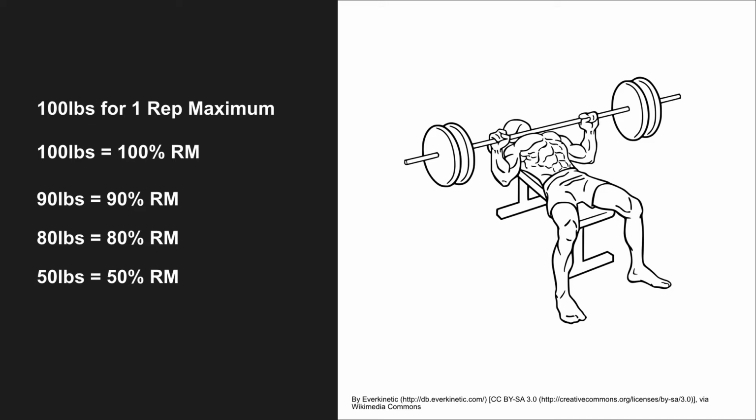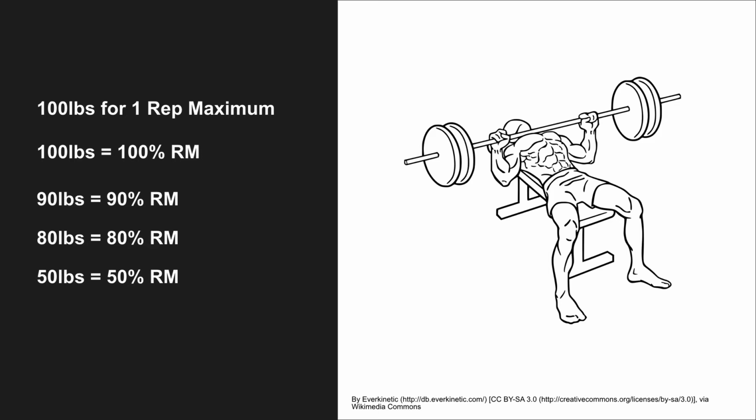So, for example, if person number one can bench press 100 pounds for a 1 rep maximum, then 100 pounds is equal to 100% intensity for that exercise for that individual. Therefore, 90 pounds would be 90%, 80 pounds would be 80%, 50 pounds would be 50%, and so on and so forth.